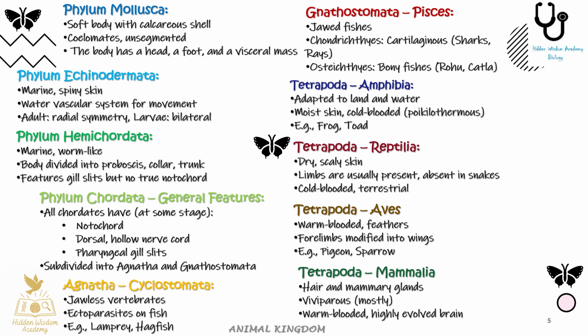Aves, or birds, have feathers, beaks, and the ability to fly, along with hollow bones for lightness. Mammals are warm-blooded vertebrates with hair and mammary glands to nourish their young.